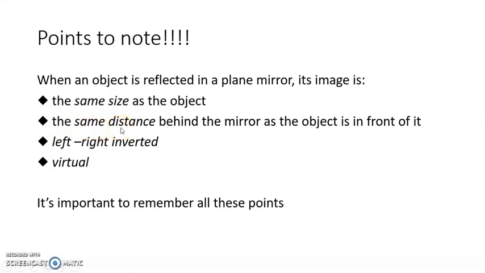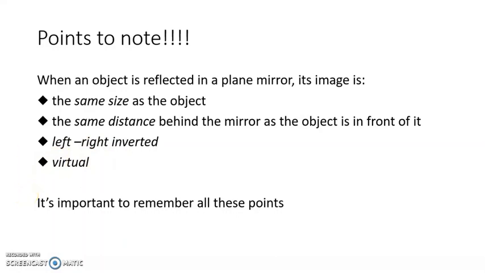And then number two, your image is actually technically the same distance behind the mirror as you are in front of the mirror, okay? And then, like I said, if you have a scar on your left cheek, your image is going to have the same scar on its right cheek. So we say that the image is actually left-right inverted, okay, with reference to the object.